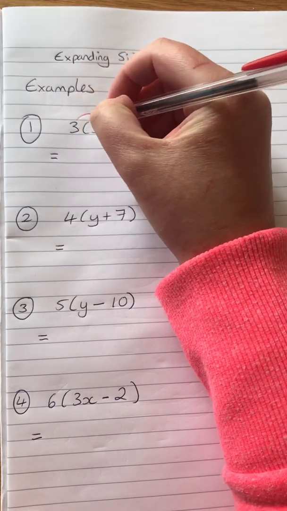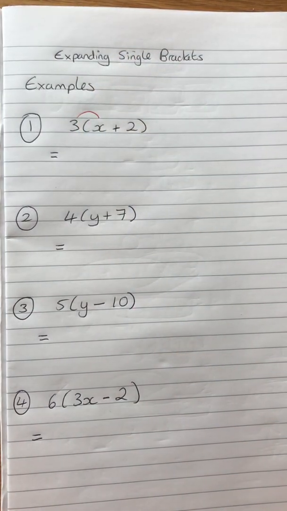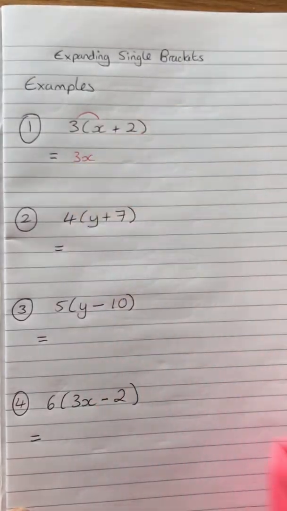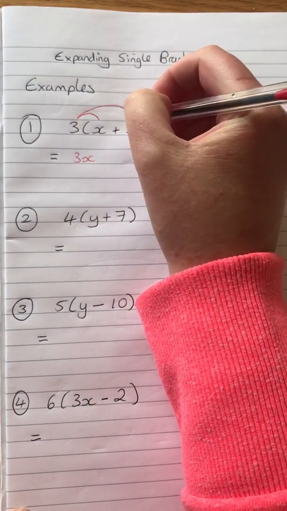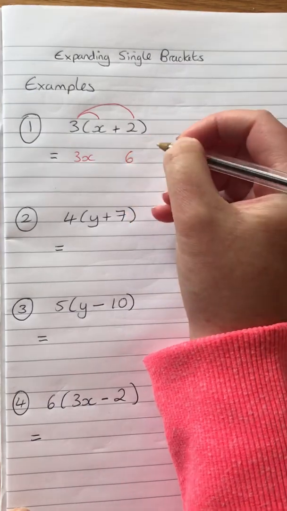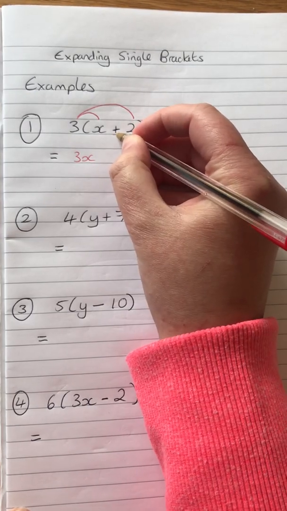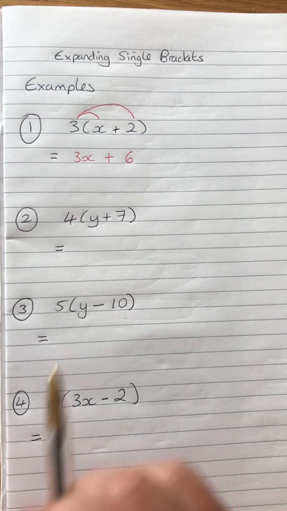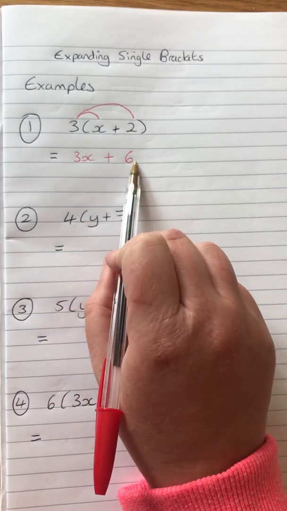So we're going to start by drawing our first arrow. We're going to multiply those two things together. So 3 times x is going to give me 3x. Then I'm going to multiply the 3 by the 2, and that gives me 6. And whatever sign is in the middle of that bracket tells me what needs to go in between those two terms. So my final answer is 3x plus 6.